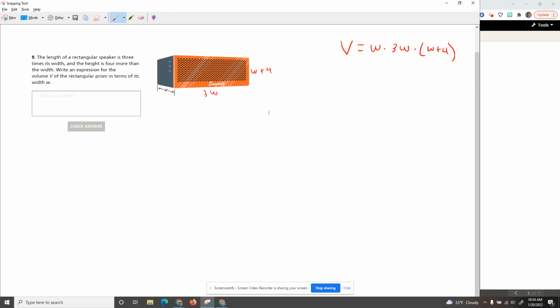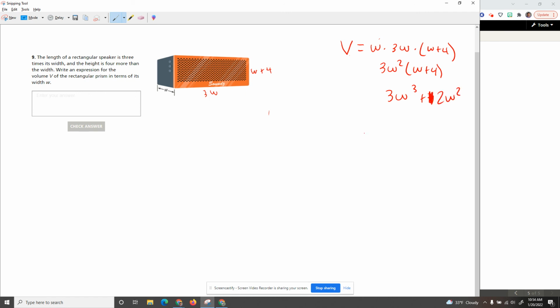We're going to write an expression that's simplified in standard form. So let's first, it doesn't really matter the order you do this. I think it makes sense to me. Let's multiply the W and the 3W together. So you get 3W squared times W plus 4. Then we're going to distribute the 3W squared to the W and the 4. So you get 3W cubed plus 12W squared.